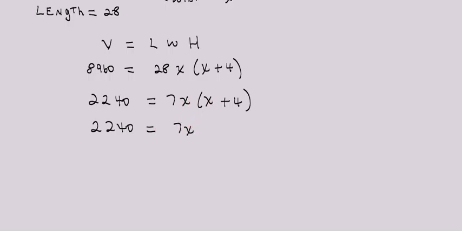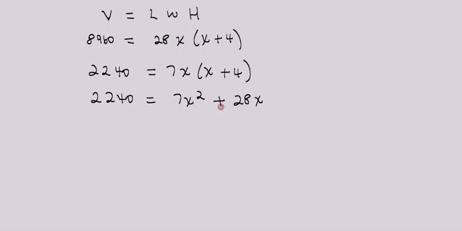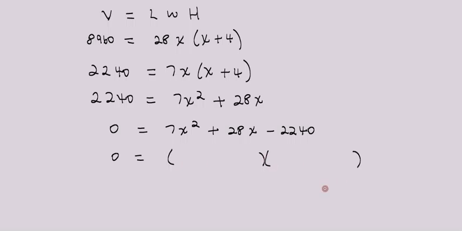7x times x is 7x squared, and plus 7x times 4 is 28x. Well, we see we have a quadratic equation, so we solve quadratic equations by setting them equal to 0. So we subtract 2240 from both sides, and we get 7x squared plus 28x minus 2240. And to solve this, we will have to use factoring. There are other ways of solving quadratic equations, but at this point we've only learned how to solve by factoring.